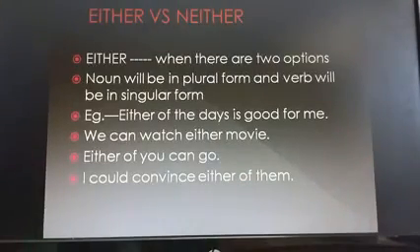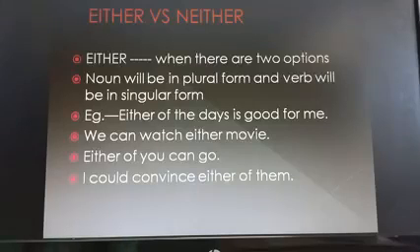Next is either or neither. Either. When there are two options, we have to choose one. Suppose you are having two frocks and you want to wear one. So you will use either. Noun will be in plural form and verb will be in singular form. For example, either of the days is good for me.